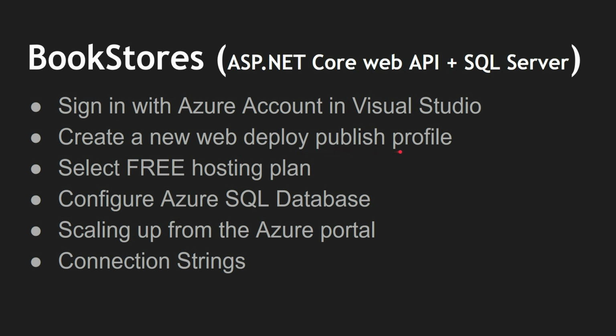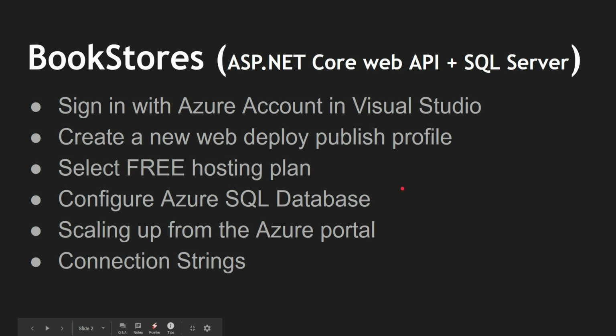While we create this publish profile, we'll select a free hosting plan, so you don't really have to pay for anything. And then we'll talk about how we can configure our Azure SQL database into this publish profile so that, in local, you'll still have your local SQL Server for testing. And when you deploy your ASP.NET Core Web API in production, it'll use the production database. After publishing our ASP.NET Core Web API, we'll talk about how you can scale up through Azure Portal, and then we'll talk about some of the configurations that you can do through your portal.